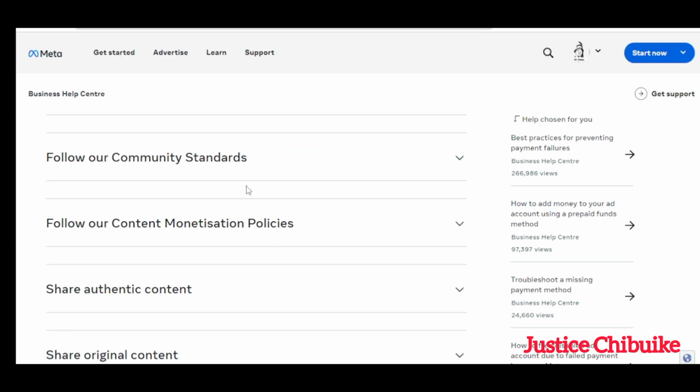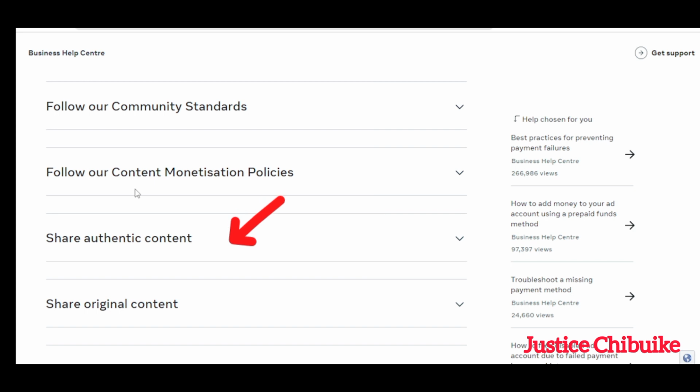Here Facebook is simply trying to tell its users to follow their community standard. The community standards point to the way you relate with people. No, bullies are not allowed. Some people use words that are not allowed on Facebook. So Facebook is trying to tell you that these kinds of words are not allowed.